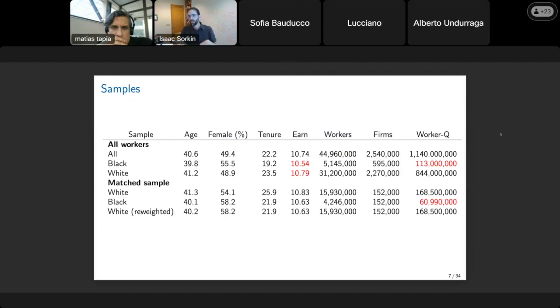So you might wonder, I started with 113 million worker quarters among the black workers, and I get down to 61 million worker quarters. You might wonder how the match sample compares to the full labor market. The most striking difference between the match sample and the full labor market is in terms of employer size.